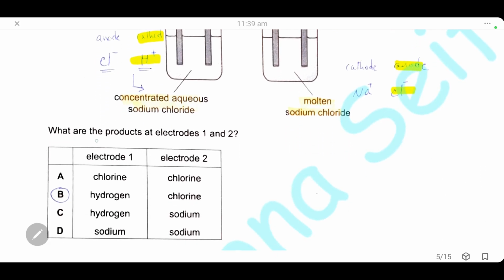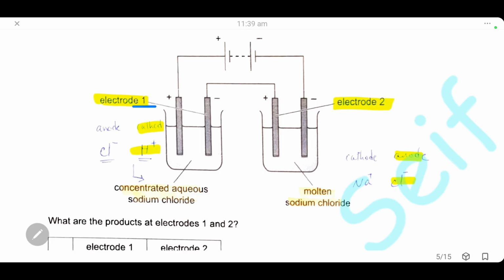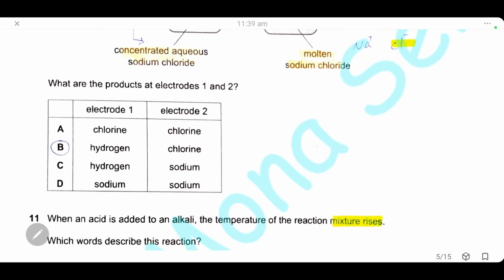So what are the products at electrode 1 and electrode 2? Here, electrode 1 is the cathode of electrolysis of concentrated aqueous sodium chloride, so we will have hydrogen. Electrode 2 is the anode. Here we have chlorine. So the answer will be hydrogen and chlorine. The answer is B.